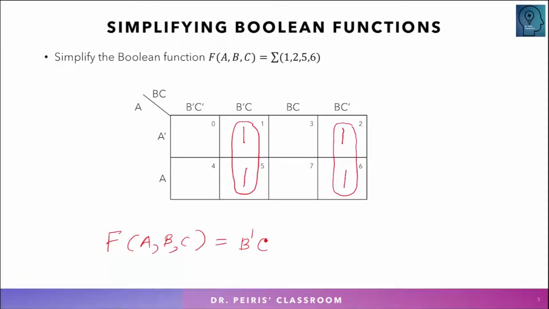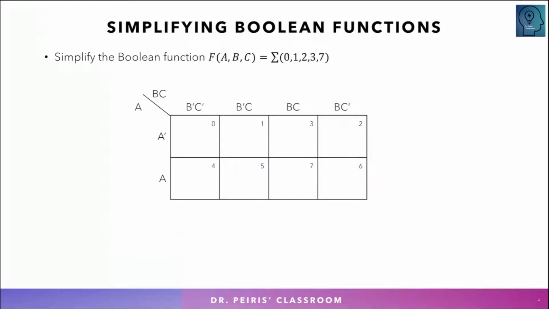So we write the groups as a sum of terms, which means we put a plus, which basically tells that this is the OR gate between them. So the next one is BC prime. So this is the simplified Boolean function for this particular question.